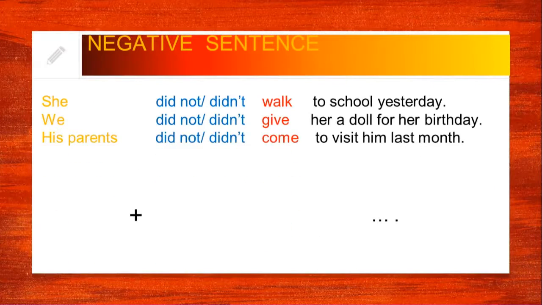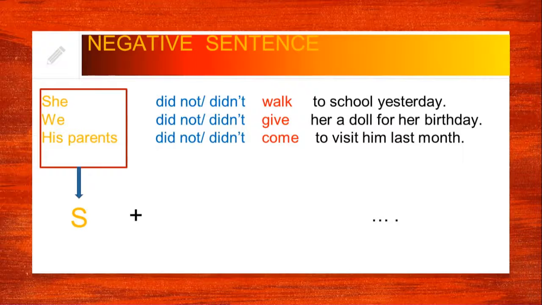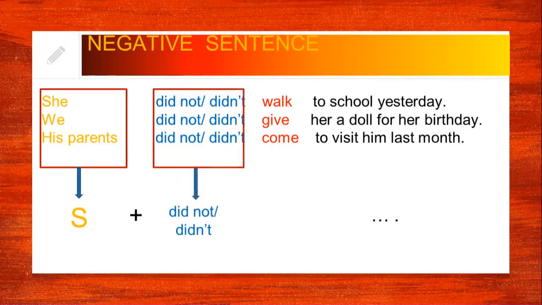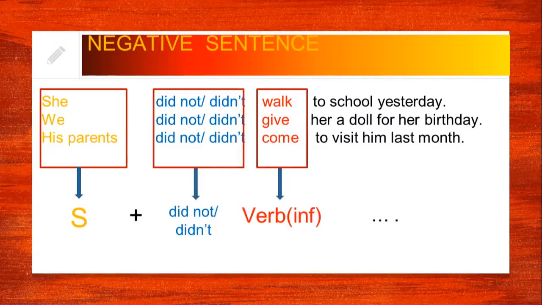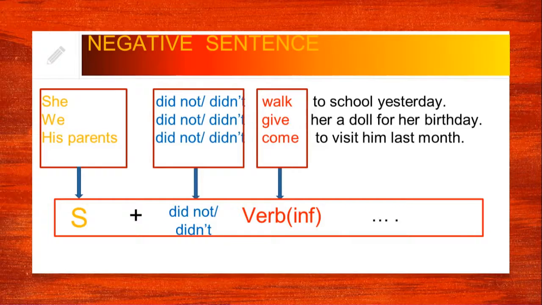So we can see she, we, and his parents are the subjects, and we only insert did not or didn't between the subject and the verb. If you noticed, this time the verbs in the sentences are in the infinitive form of the verbs. So the structure is subject plus did not or didn't plus verb in the base form.